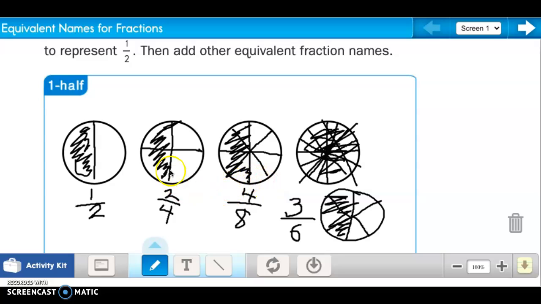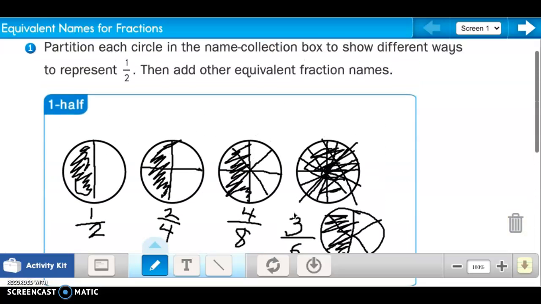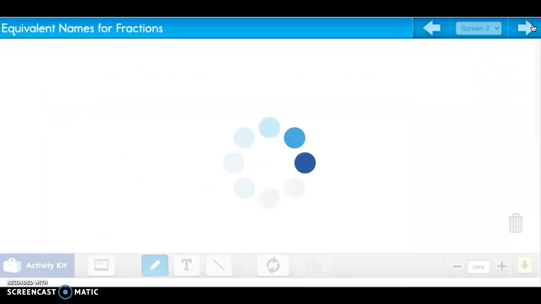So look at this. All 4 of these are shaded the same. They're not cut the same, but they're shaded the same. And so they are what we call equivalent. A half is equal to 2 fourths, is equal to 4 eighths, is equal to 3 sixths. That is how we do equivalent fractions. Now, we're going to go ahead and go to the next slide.